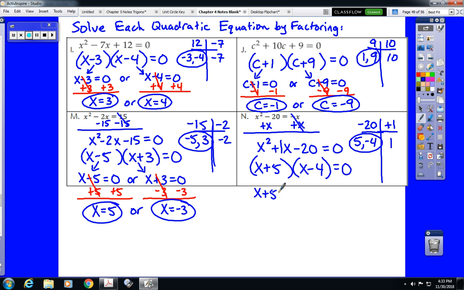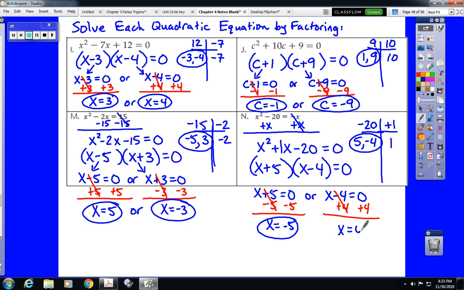X plus 5 equals 0, or x minus 4 equals 0, allows me to find my solutions with the zero product property. So then I would subtract 5 from each side of the first equation, giving me the solution x equals -5. And I would add 4 to each side of the second equation, which would give me x equals 4. So my solutions are x equals -5 or x equals 4.